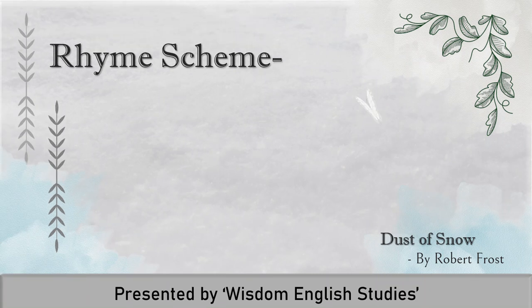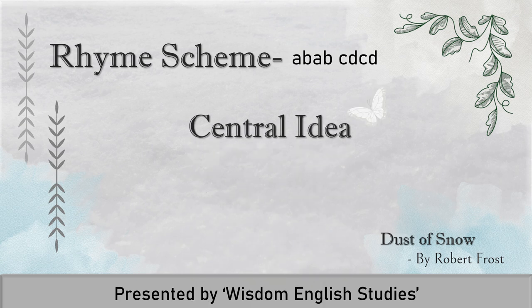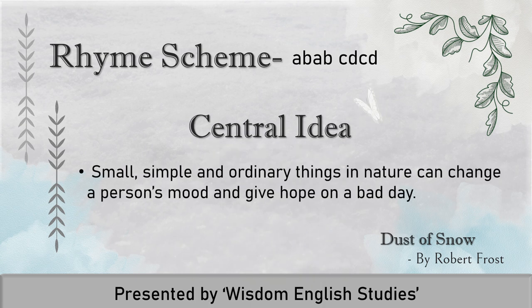Rhyming scheme. In this poem, the rhyming scheme is AB, AB, CD, CD. This poem is written in just two stanzas. Central idea. Small, simple, and ordinary things in nature can change a person's mood and give hope on a bad day.